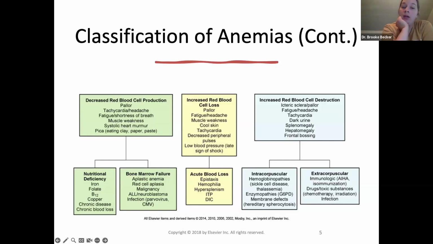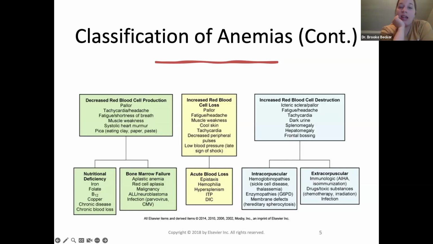So a trauma, hemophilia, epistaxis, so nosebleeds, hypersplenism, ITP, so idiopathic thrombocytopenia. We'll talk more about that. DIC. Okay. So that's usually going to be from like a trauma type scenario.